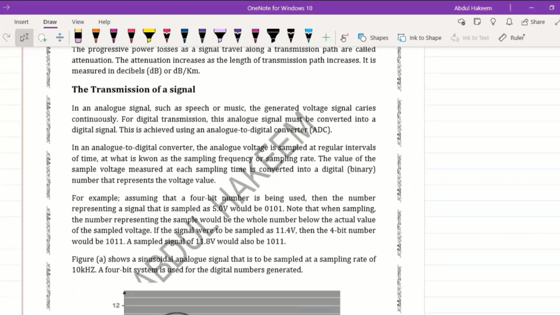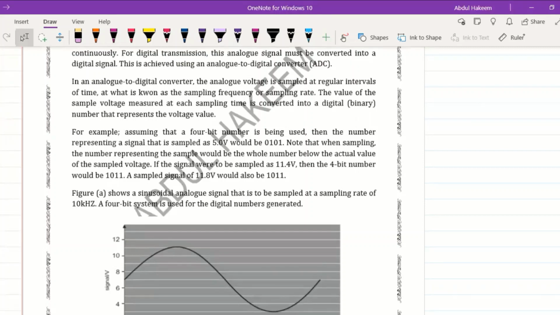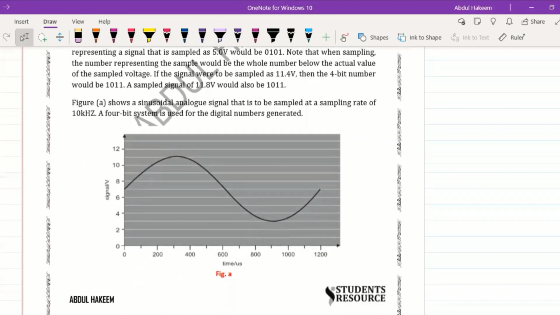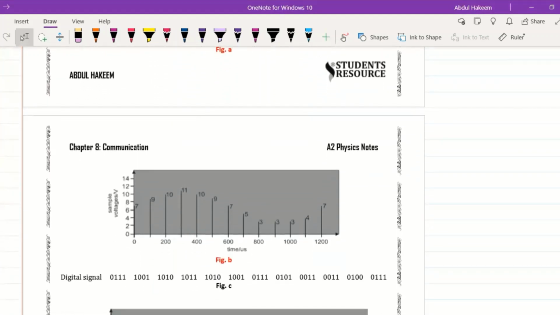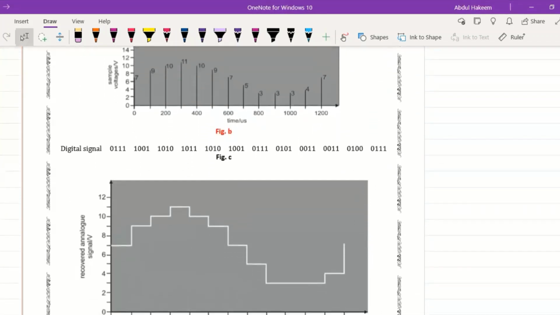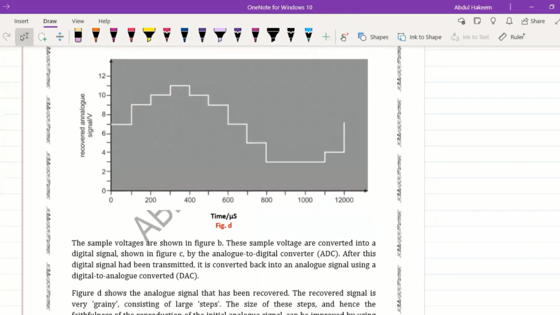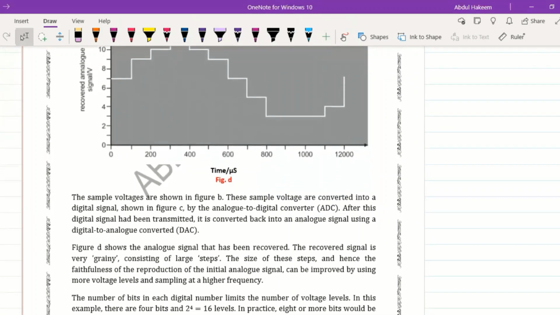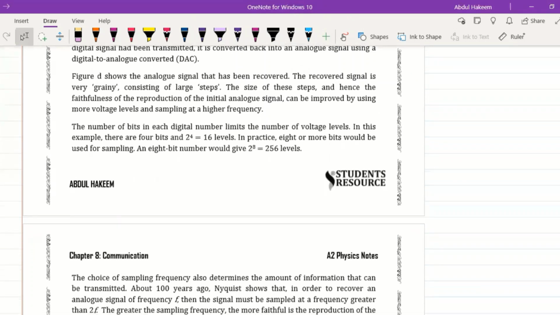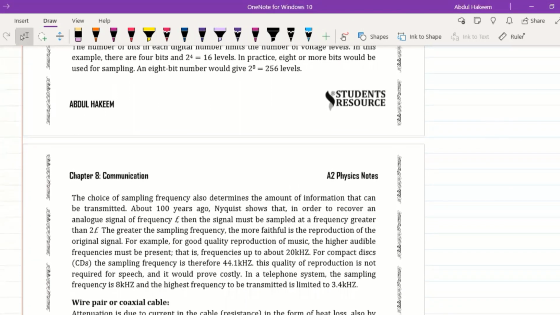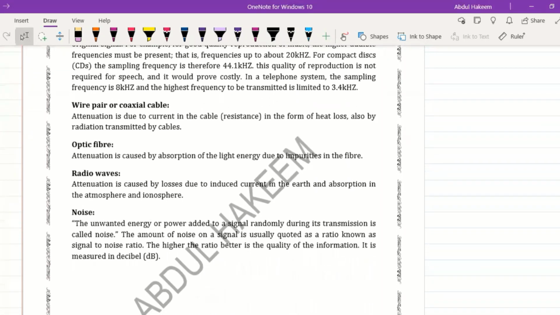Analog to digital converter means the voltage is converted into the sample voltage, and the samples are converted into the binary numbers, and the binary numbers are transmitted in the form of light pulses, and then from the binary number, the data number, and then the recovered graph. So for the last moment, you can prepare, you can read.